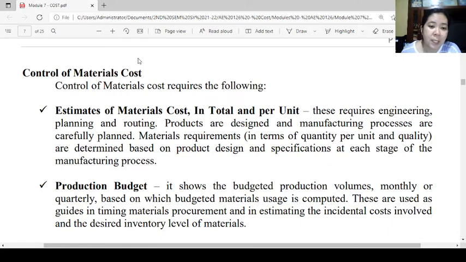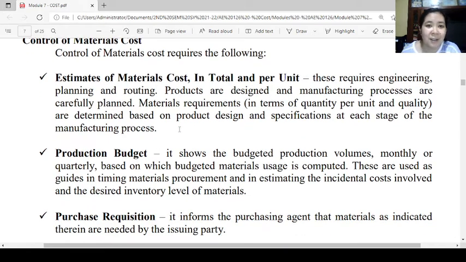So how will the entity control materials cost? This will require the following. First, they have to estimate the material cost, both in total and per unit. So this requires engineering, planning, and routing. The products to be designed and manufactured should be carefully planned, and the materials requirements in terms of quantity and quality should be determined based on the product design and specifications at each stage of the manufacturing process. So this is very important.